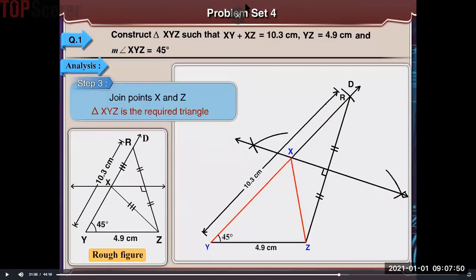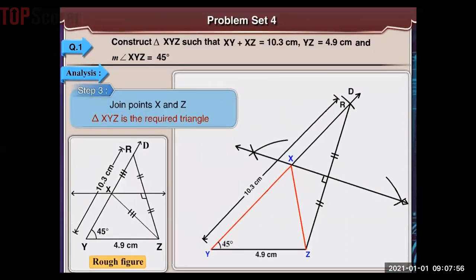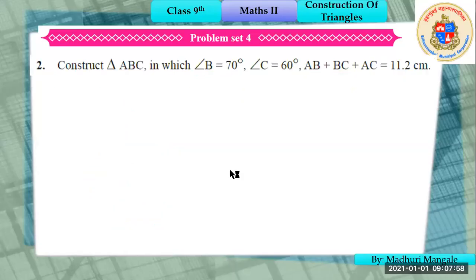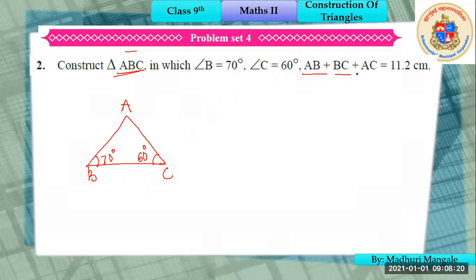All right. So we move to the next question, question number 2 from problem set 4. We are asked to construct triangle ABC. So we draw a rough diagram here, which is ABC. Angle B is given to be 70 degrees. Angle C is given to be 60 degrees. And we are given the sum of all the three sides. That is, we are given the perimeter. The perimeter is equal to 11.2 centimeters.